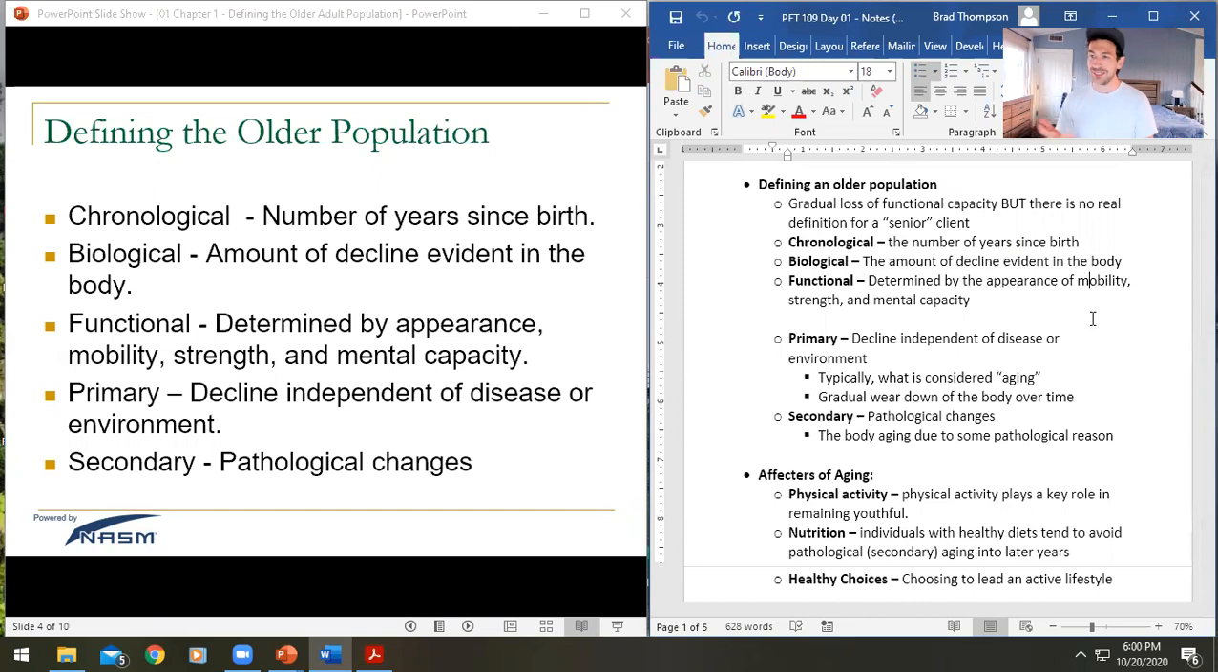Again, love my parents, but they've had gray hair since I can remember. So if you were to look at that and base that on their age, well, biologically, you would think they might be a little bit older.